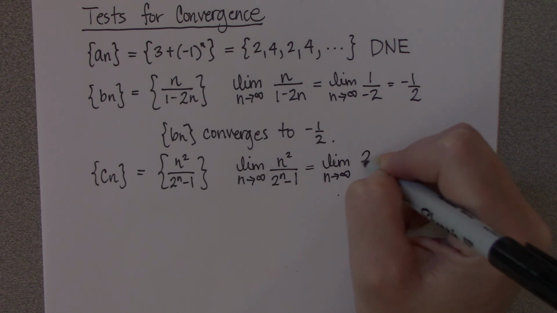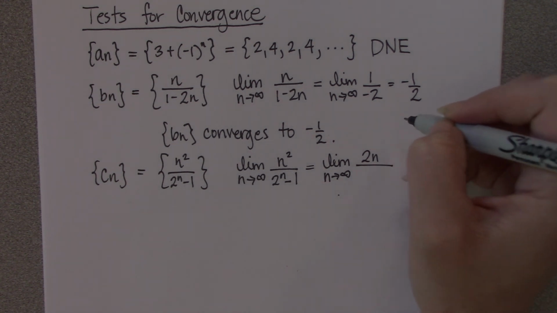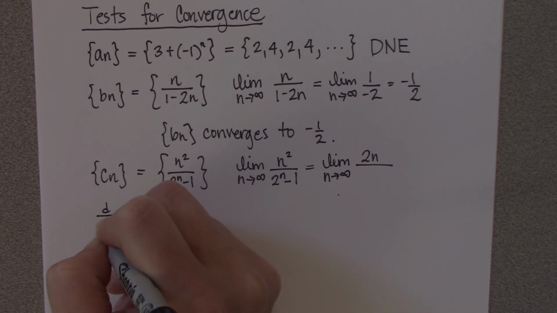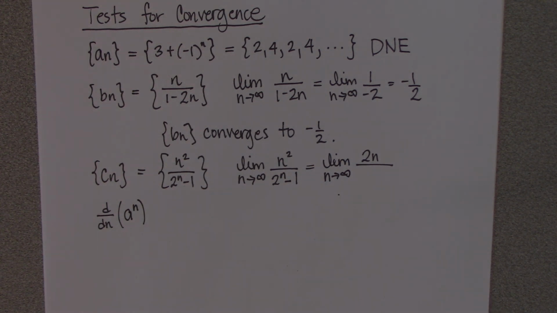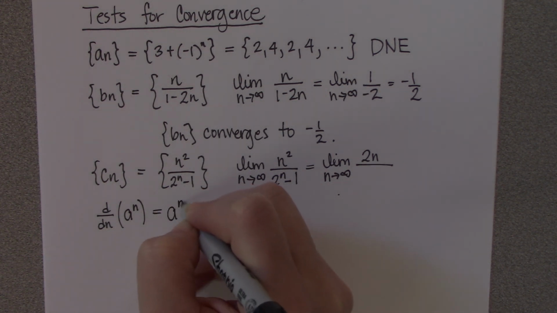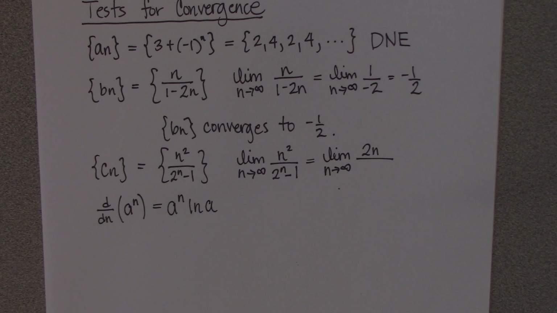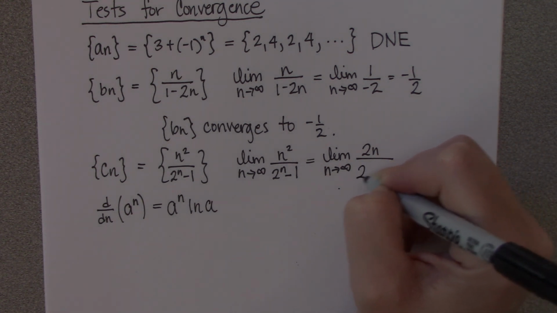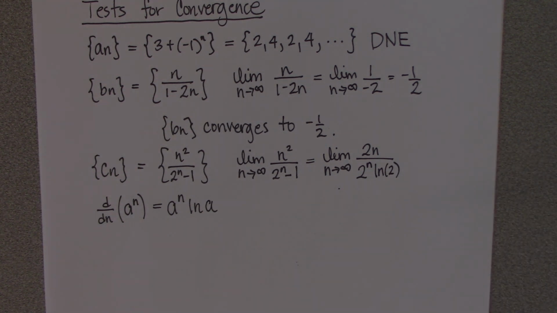So the numerator is just 2n, okay? The derivative of 2 to the n, right? Or let's just, I'm going to write it down here for you guys. So the derivative with respect to n of any value a raised to the n. So remember, a is a constant number. It's a to the n, natural log of a. So that means the denominator is 2 to the n, natural log of 2.